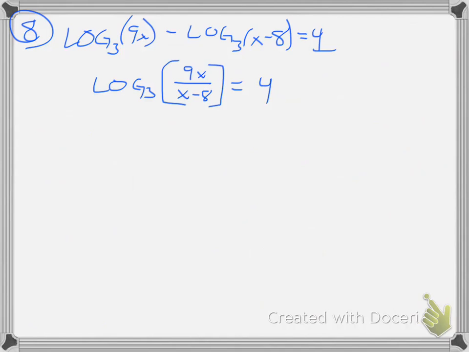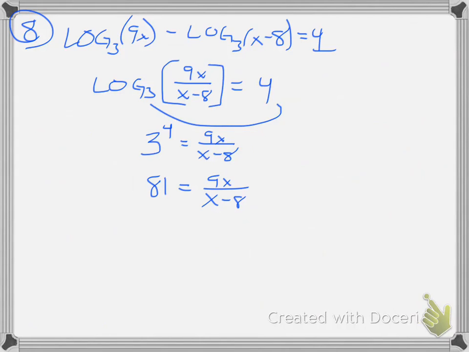And now that I have it in log form, what I can do is change it to exponential form. Keep my base, raised to the 4th is equal to what's inside that log, 9x over x minus 8. 3 raised to the 4th becomes 81. And now I can solve for x. So I'm going to multiply both sides by x minus 8. And I get 81x minus 648, the x minus 8's cancel out, is equal to 9x.